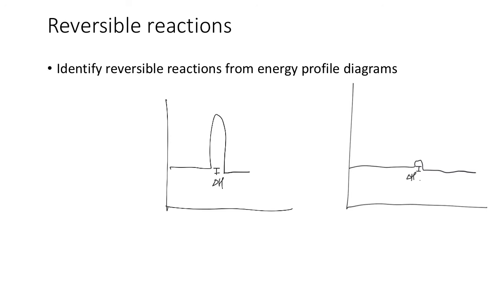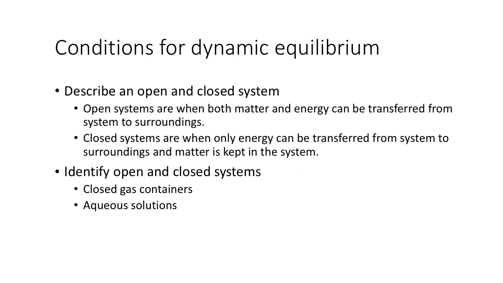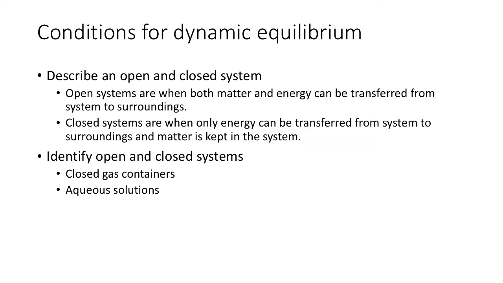Okay, let's move on. What conditions are required for dynamic equilibrium? You need to be able to describe an open and enclosed system. So what's an open system? Open systems are when both matter and energy can be transferred from system to surroundings, which means stuff and energy can go in and out of the system. Which is not useful because if you lose the matter, then it's not going to be able to react again.